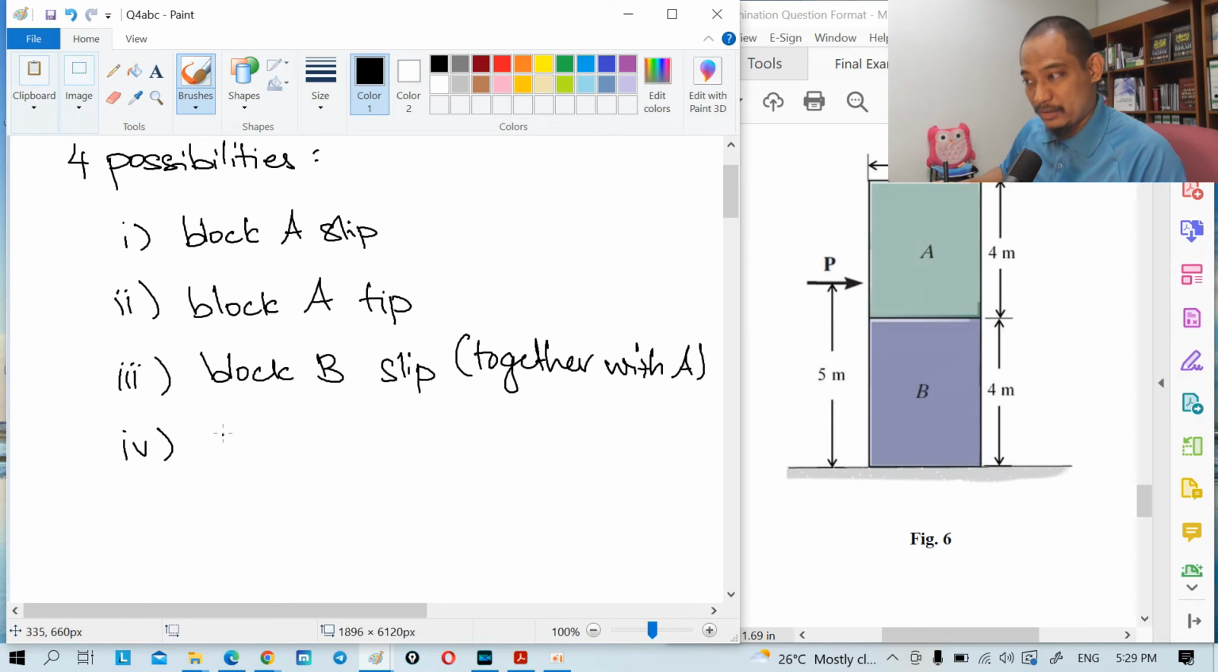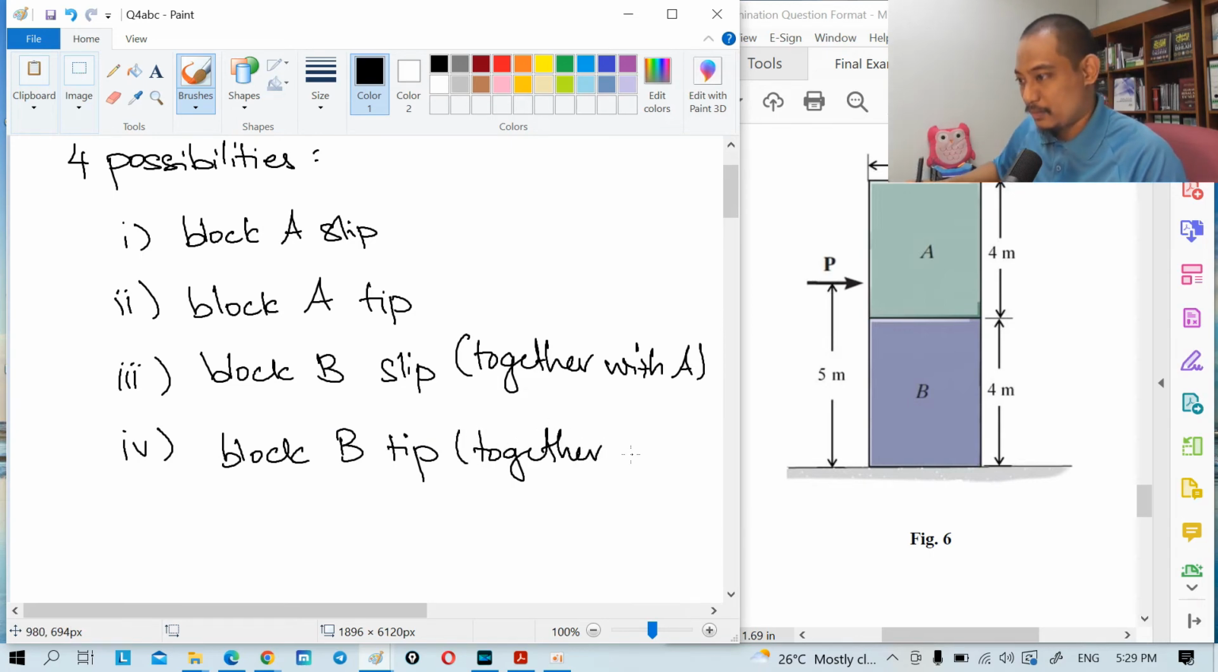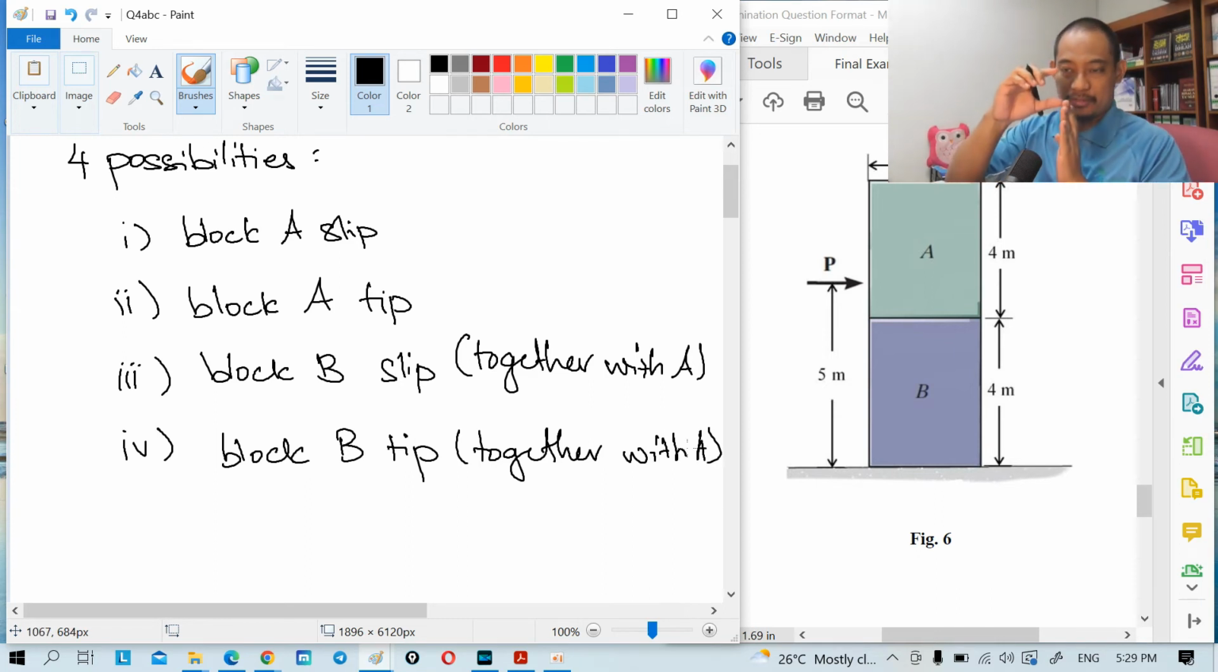And then another one is block B tip. Of course, together with A, meaning that if it is tipping, of course, what is on top of it is tipping together. So that's the four possibilities.